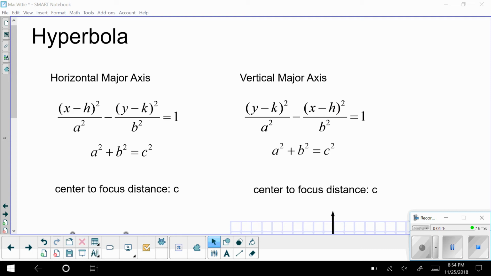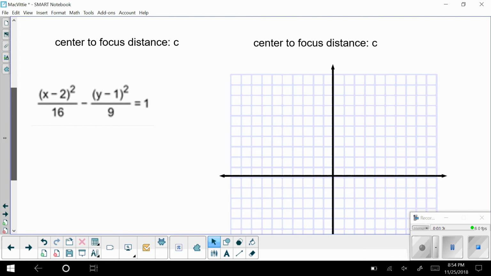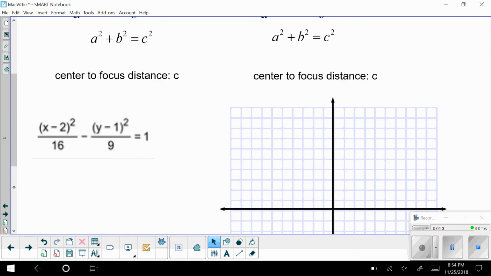C is again the distance to our foci, but our foci need to be outside and further away from the center than the vertices are. So we're doing a squared plus b squared this time. So kind of graphically, what's happening? Here I'm given the equation in this form. I look at it as, well, I have x minus 2, so I moved my x to the right 2 and my y one down, so my center is at 2, 1.